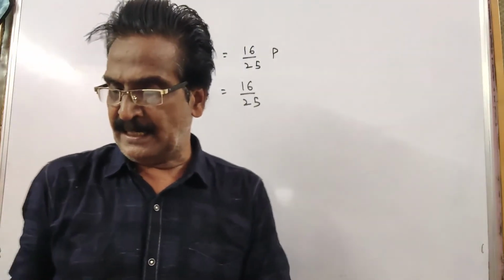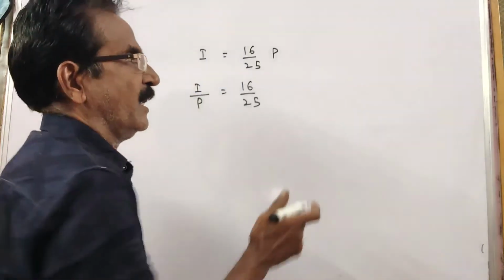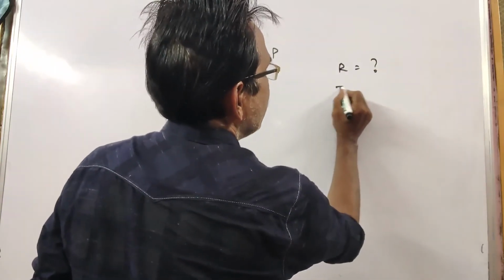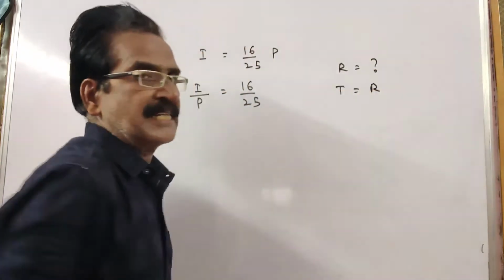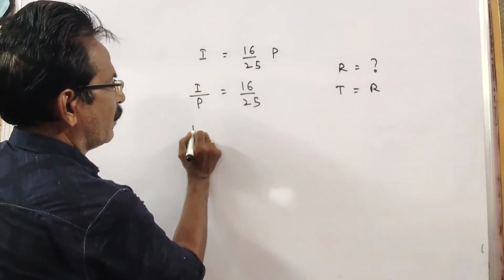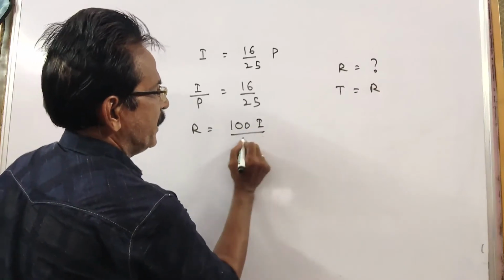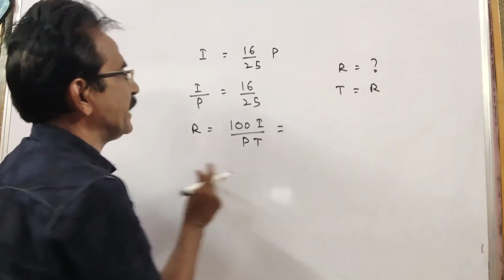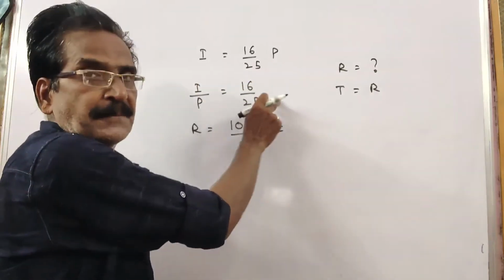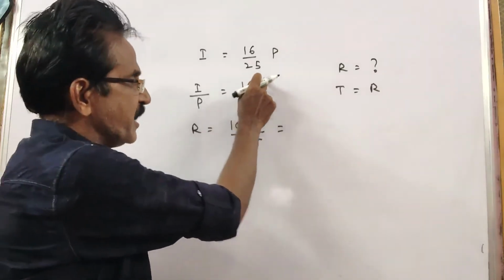Now what is given? We have to find the rate of interest, if the rate of interest and time are equal. It is given that T and R are equal. So the formula for R is R is equal to 100I by PT. We have I by P is equal to 16 by 25. What does it mean? If P is equal to 25, I is equal to 16.